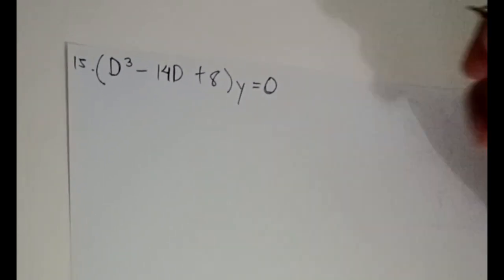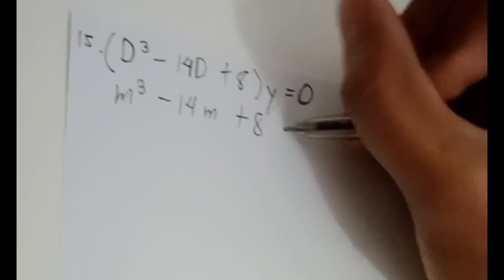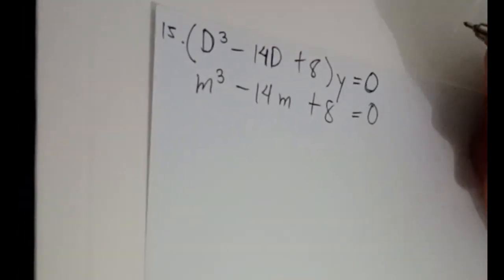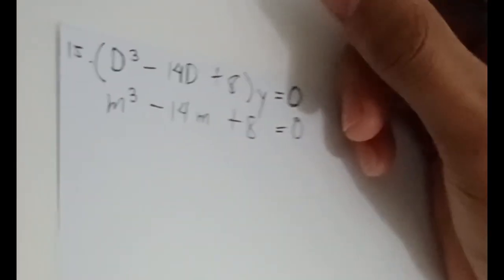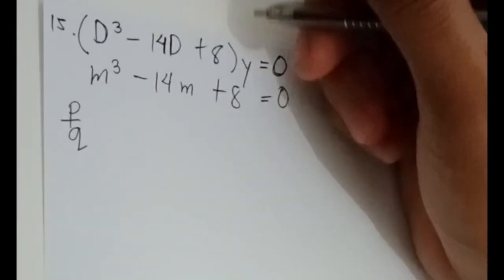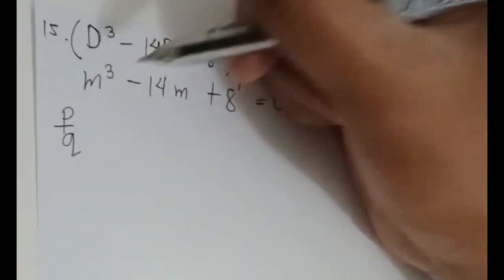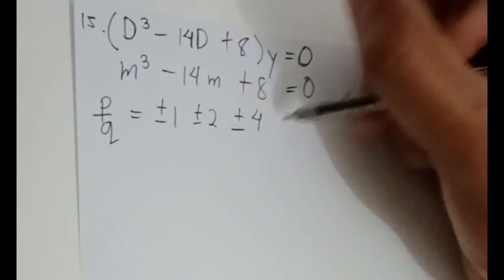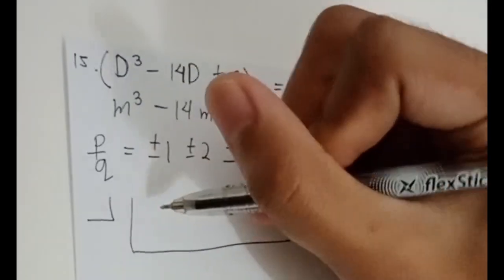The first step in solving this problem is to transform it into an auxiliary equation, so that will be m cubed minus 14m plus 8 equals 0. To get the roots of this equation, we'll use synthetic division. To find the possible roots, use p over q, where the first term gives q and 8 gives p. The multiples of 8 are positive and negative 1, 2, 4, and 8.